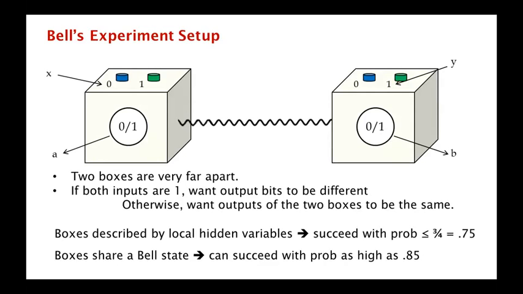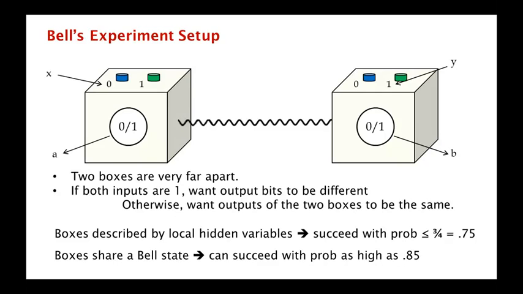Remember this was the abstract setup that we had. Our apparatus was divided into two pieces which were at distant ends of the lab, so that during the course of the experiment light did not have enough time to travel from one to the other. We called these pieces boxes, and we gave each one an input bit, 0 or 1, and each spit out an output bit. If both of the input bits are 1, then we want the output bits from the boxes to be different. But in all the other three cases, we want the outputs to be the same.